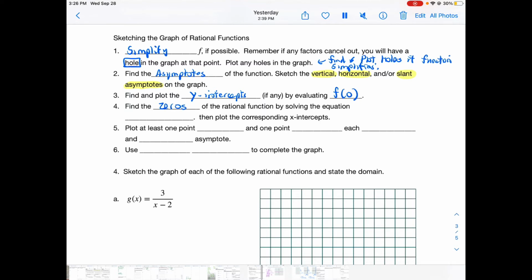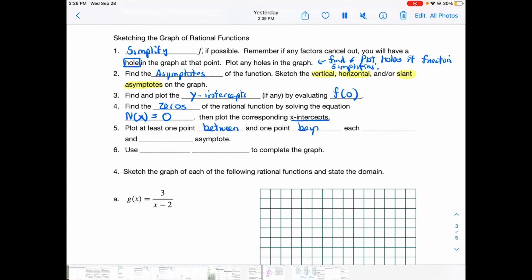Then you're going to find the zeros of the rational function, which is whenever the numerator equals 0. Because the only time a fraction will equal 0 is if the top of the fraction is 0. So I'm just going to take the top of the fraction and set it equal to 0. These are our zeros of our function. Remember, zeros is another name for x-intercepts.